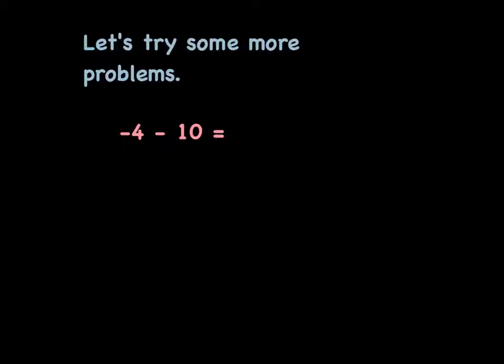Let's try another problem. -4 minus 10. Well, the first thing I'm going to do is put parentheses around my -4. Now I'm going to write down my steps. Keep, change, change. So the first thing I'm going to do is keep my first addend, which is -4. The next thing I'm going to do is change my sign from subtraction to addition. And the final thing I'm going to do is change the last addend from positive to negative.